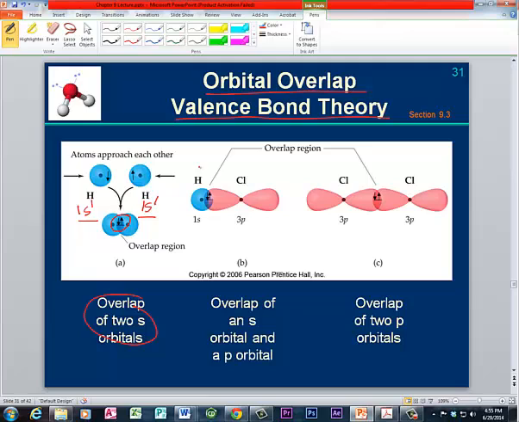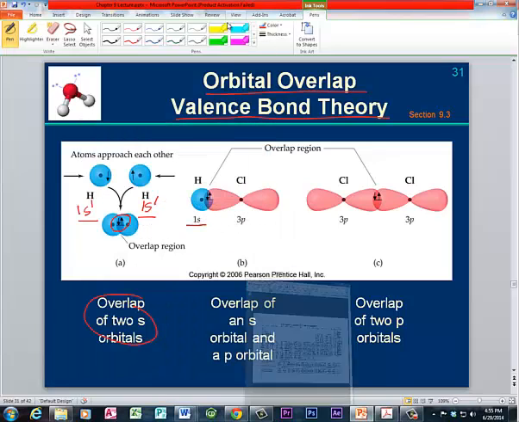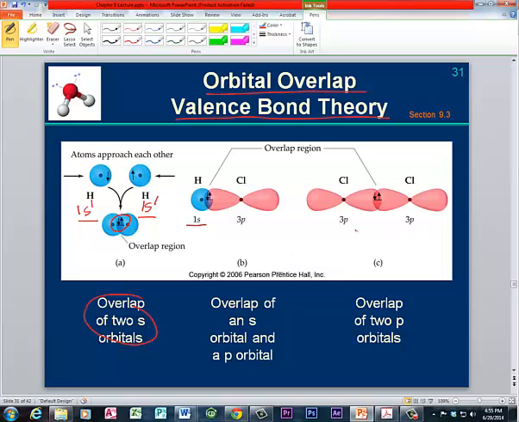Let's take a look at HCl. For HCl, we've got 1s for hydrogen, and if we look at the periodic table, it says that chlorine's unpaired electron in its valence shell is in a 3p subshell. So we can look at chlorine as having 3p5, that's how many electrons are in that 3p subshell, and it will contribute that unpaired electron in the 3p, and what we'll have is the orbital overlap of an s and a p orbital.